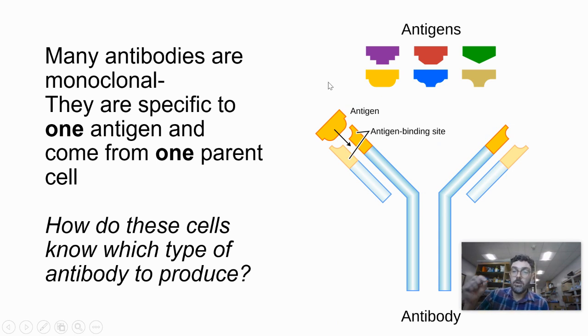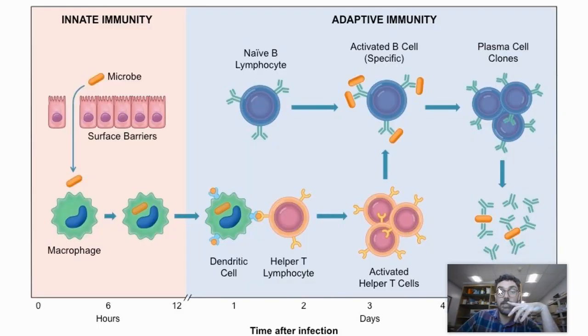Many antibodies are what we call monoclonal, which means that there's one type of antibody to attack one type of antigen. The word monoclonal has two meanings. One is that the antibody is monoclonal, one type, and they also come from one type of parent cell that is making the antibody. So we have one type of cell making one type of antibody, all designed to attack one type of pathogen. So how do these cells know which type of antibody to produce? It's a little weird.